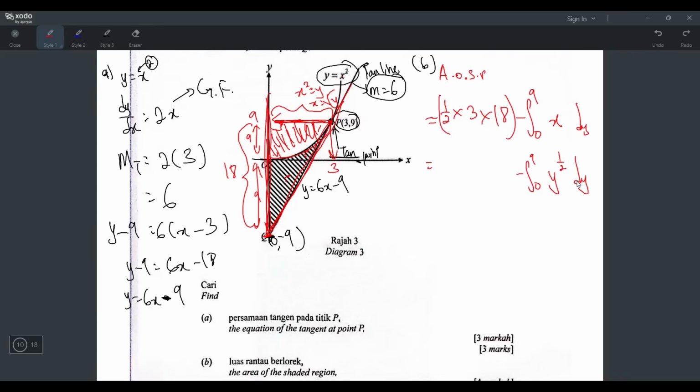Okay, next. 1 over 2 times 3 times 18. 18 divided by 2 is just 9. 9 times 3 is 27. So now we already know the area for the whole triangle, right? The 27. So I just have to minus with this one.